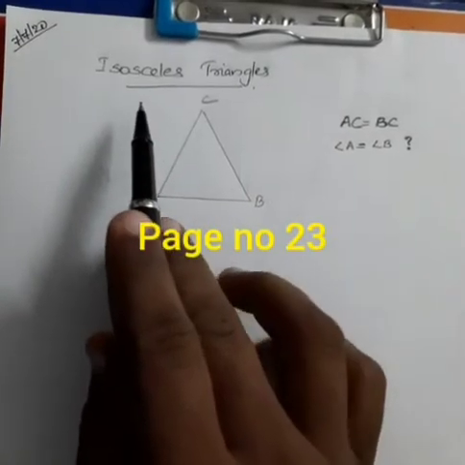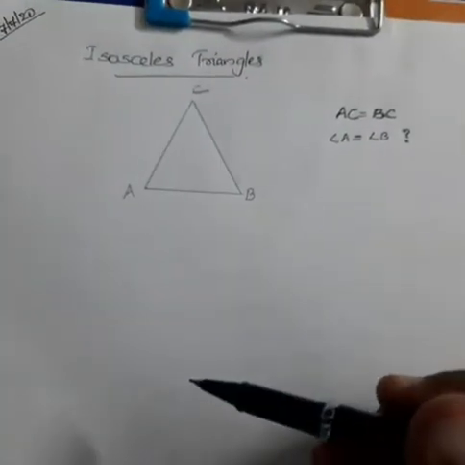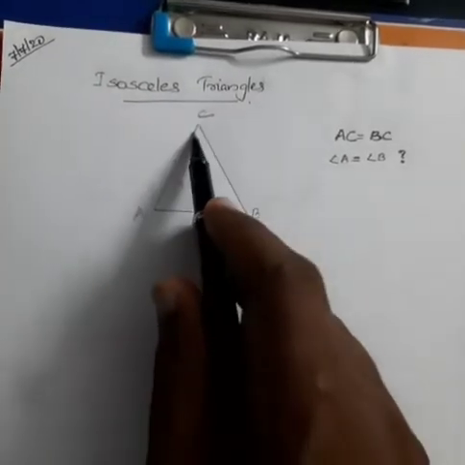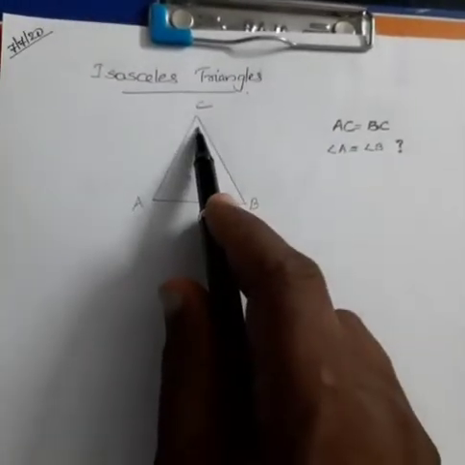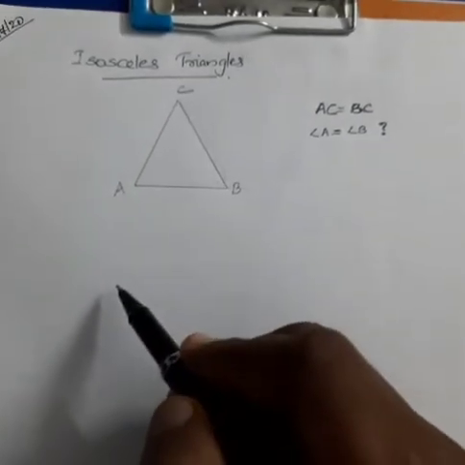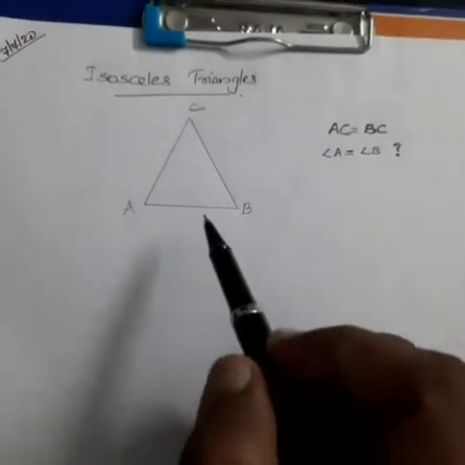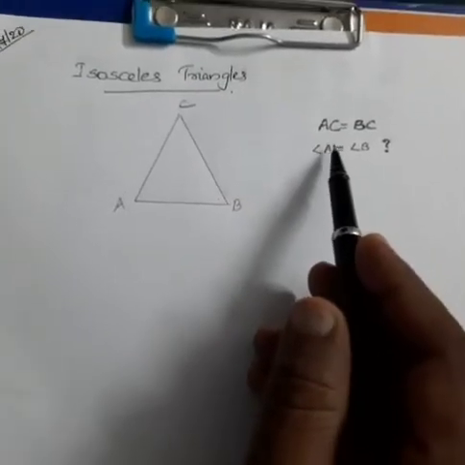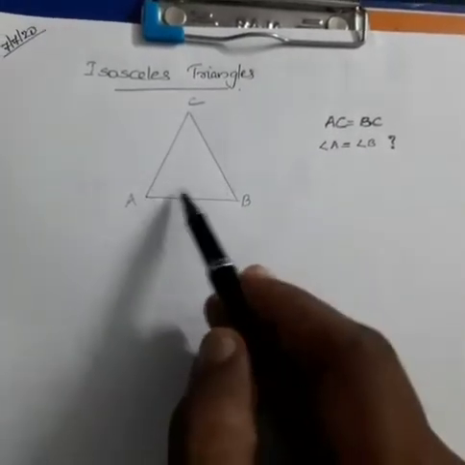Today we are discussing isosceles triangles. Here in this triangle, AC is equal to BC. Should angle A and angle B be equal or not? We studied that the angles opposite to equal sides are equal. Is it true for this question?